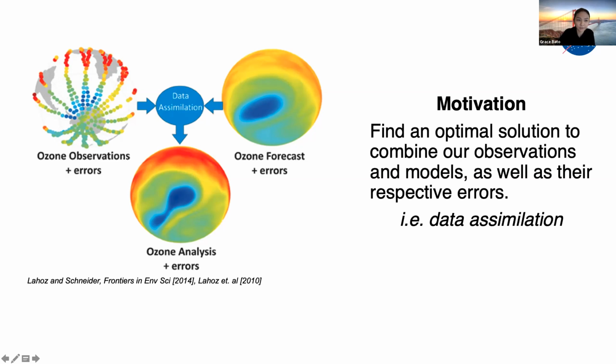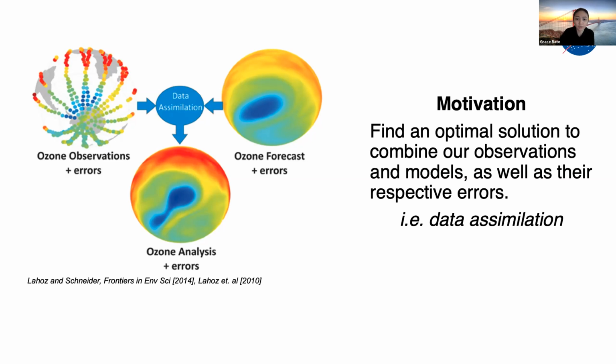So here on the left-hand side is the ozone data captured on the 23rd of September 2002, and each point here has its own errors. And as you can observe, the data is very sparse. Here on the right-hand side is a 6-day ozone model forecast.